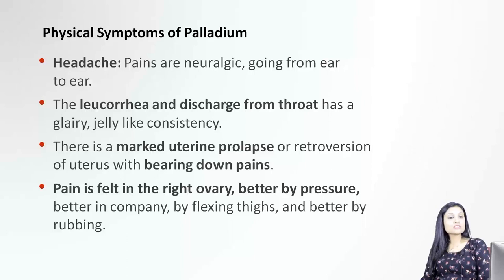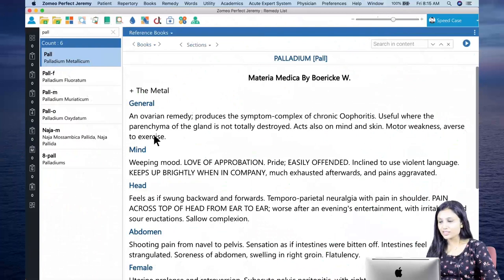There is a marked uterine prolapse or retroversion of uterus with bearing down pains. Could you ever think of Palladium as a remedy for bearing down pains and prolapse of uterus? Which remedies do we usually think of for this? Honestly, the first remedy that comes to our mind is Sepia and then Lilium tigrinum. But do we think of Palladium? Let's have a look at another reference book.